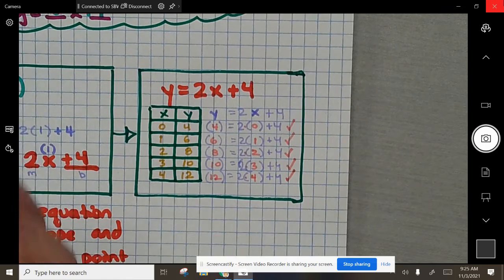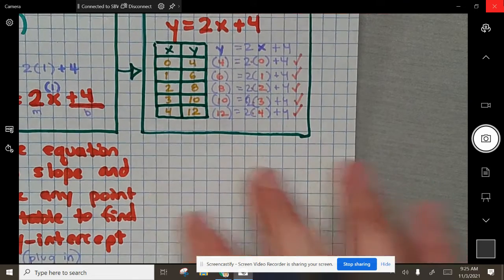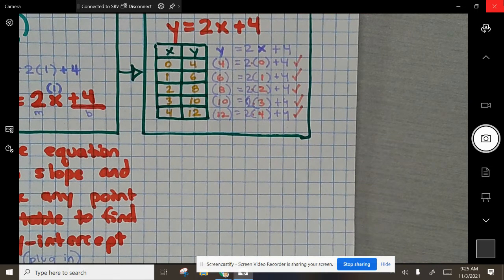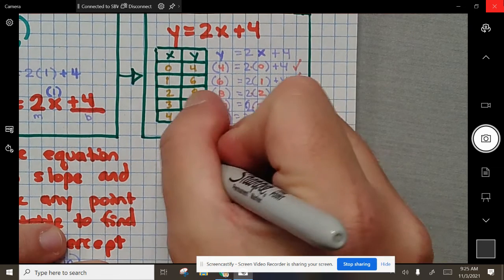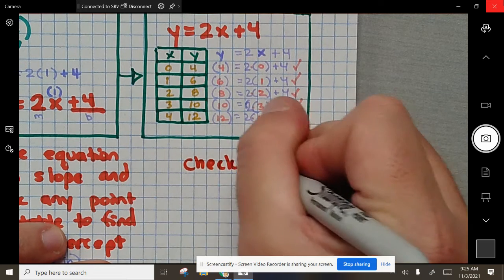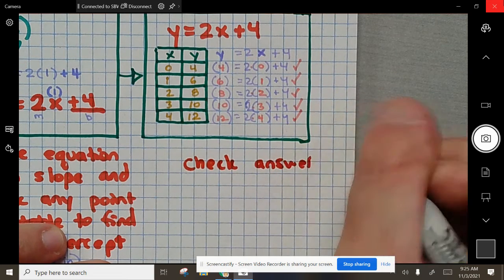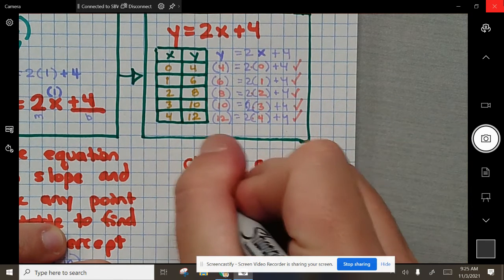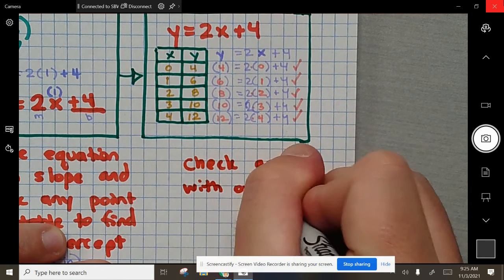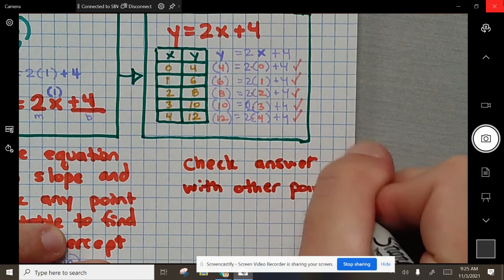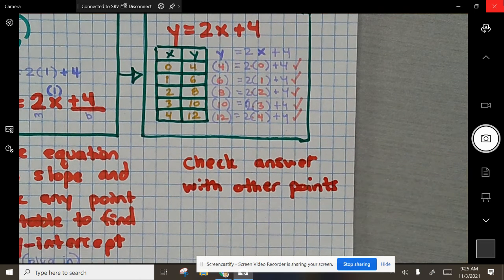So that's important to find out, to make sure. And you wouldn't do this every time, but if you really were not sure, check your answer. All right. Check your answer with other points. Okay. Check your answer with other points.